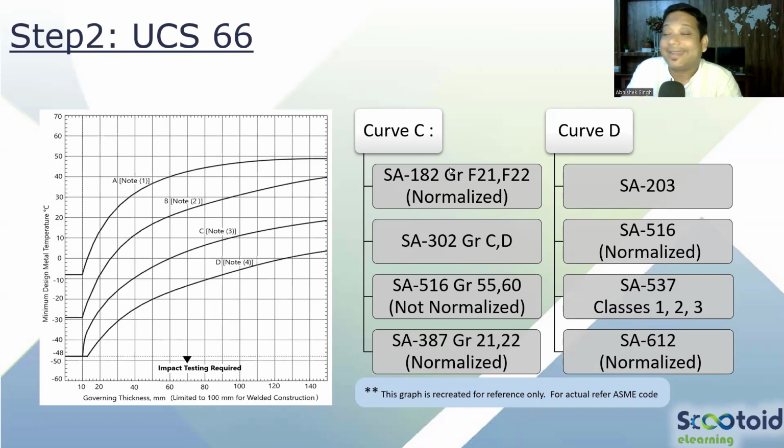Normalizing is a heat treatment. We provide a heat treatment which increases the toughness property of a material, so it will give you better impact properties. That is normalization, a type of heat treatment.